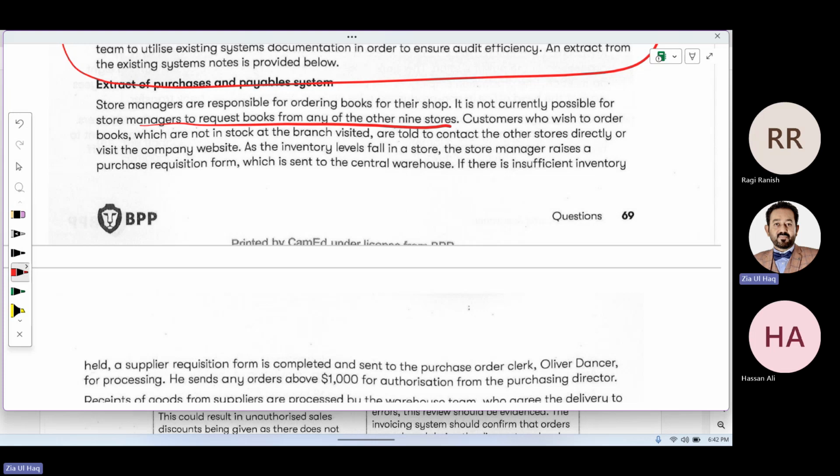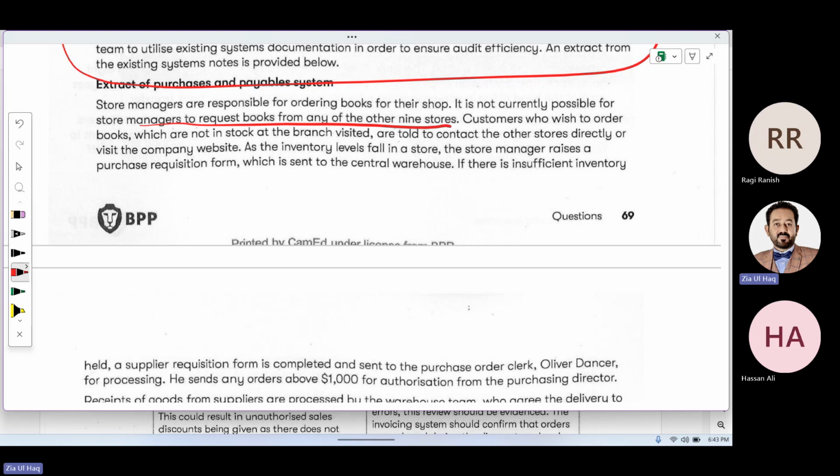So what could be the control? The deficiency is that store inventories are not connected. Our stores are not interconnected with each other. And what could be the reason? Because they do not have a system from which they can locate where this inventory is residing.